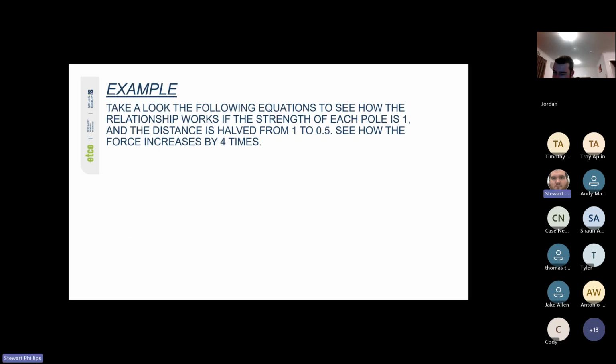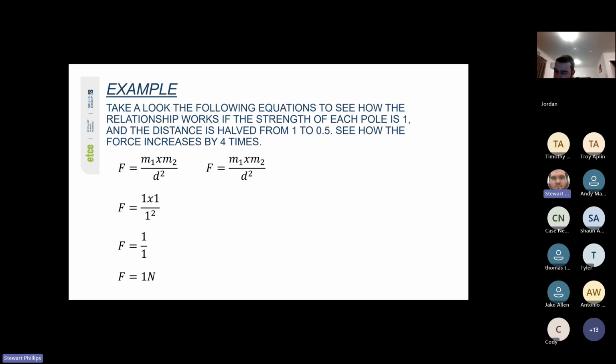Cool. So we'll have a look at the following equation to see how the relationship works. If the strength of each pole is 1 and the distance is halved from 1 to 0.5, see how the force increases by 4 times. So F equals m1 times m2 divided by d squared. So the force is equal to 1 times 1 divided by 1 squared. So 1 divided by 1 equals 1 Newton.